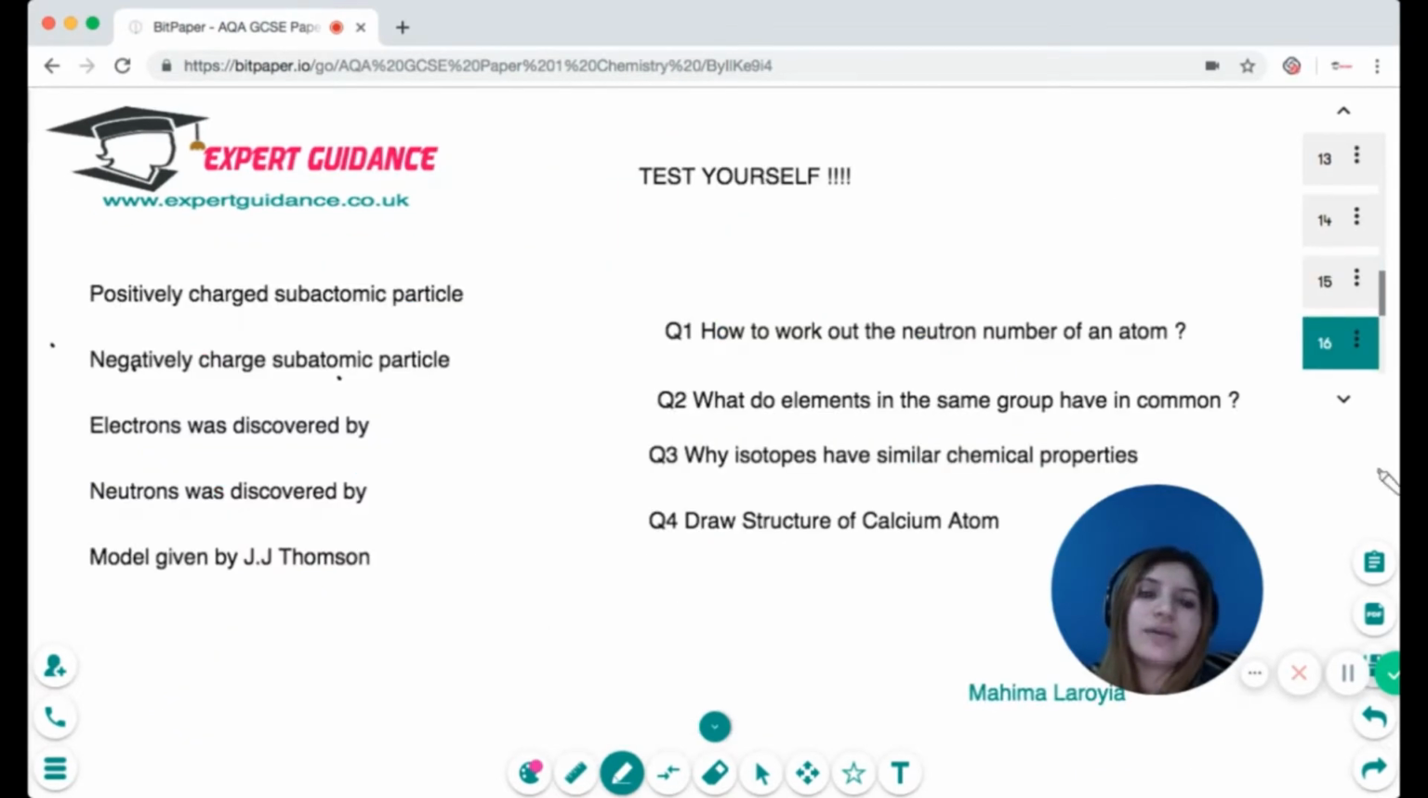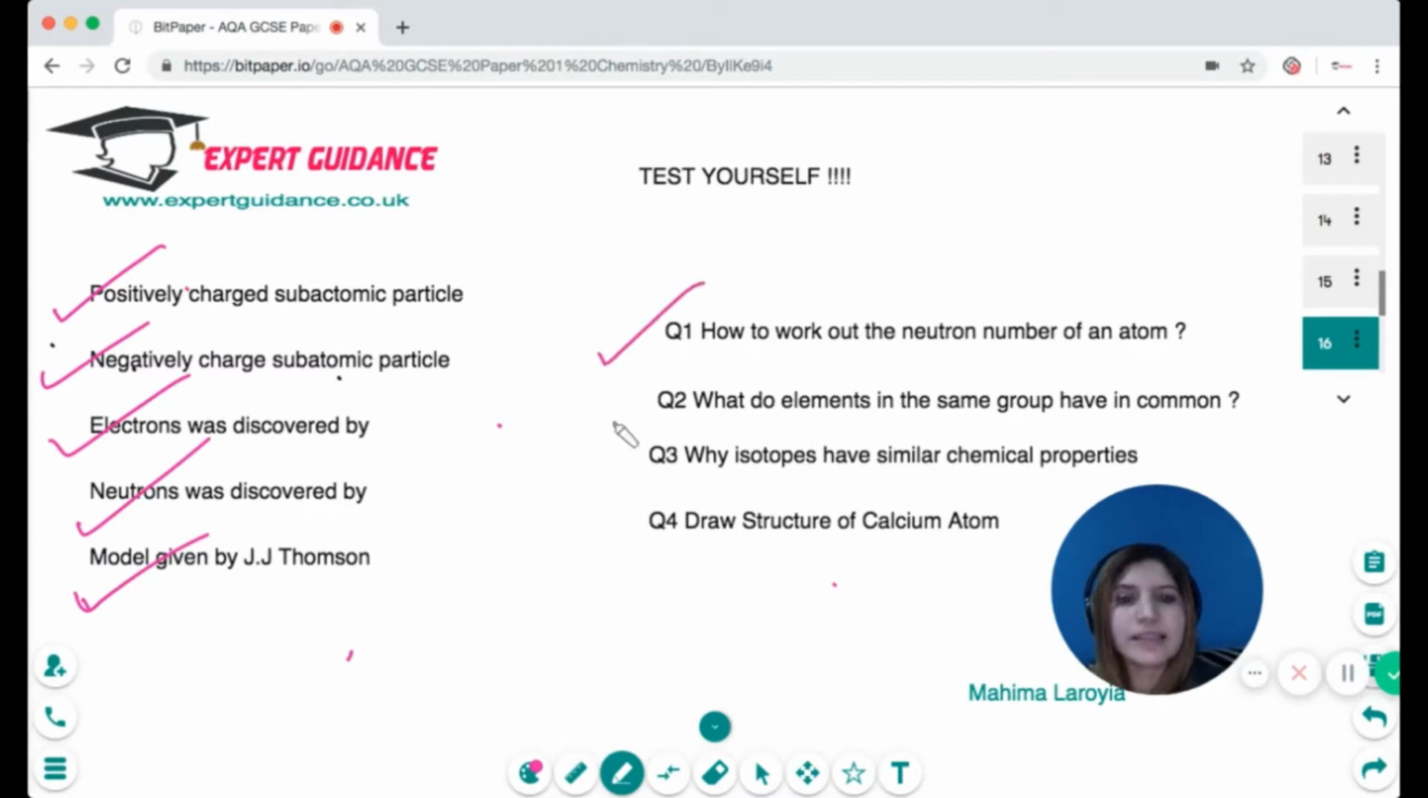Now let's test yourself. The first question is you need to give one word for: the positively charged subatomic particles, the negatively charged subatomic particles, electrons were discovered by, neutrons were discovered by, and the name of the model given by J.J. Thomson. Next, you need to answer how to work out the neutron number of any atom. What do elements in the same group have in common? Why do isotopes have similar chemical properties? And you need to draw the structure of a calcium atom. You can pause the video and have a go at these questions.